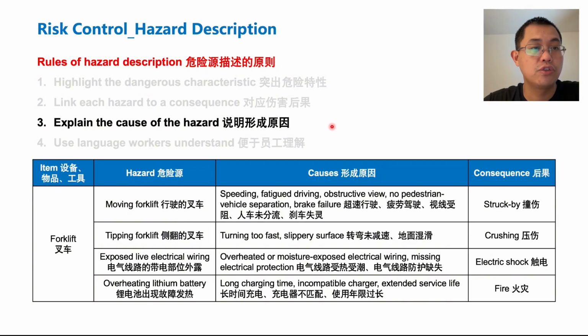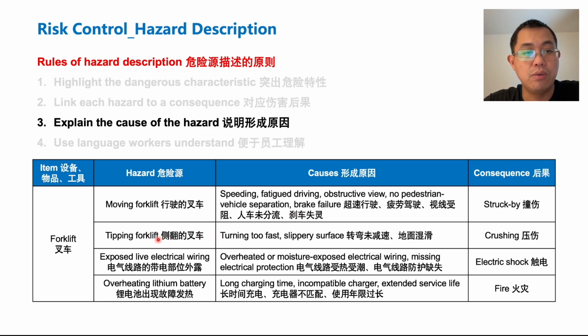The third rule is to explain the cause of the hazard. In other words, to describe what creates its dangerous characteristics. So in this table, we can add another column to capture the causes of each hazard. For example, why is a moving forklift considered a hazard? There are many reasons. It might be speeding, or the drivers could be fatigued, or their view could be blocked. So any of these factors can turn a forklift into a hazard.